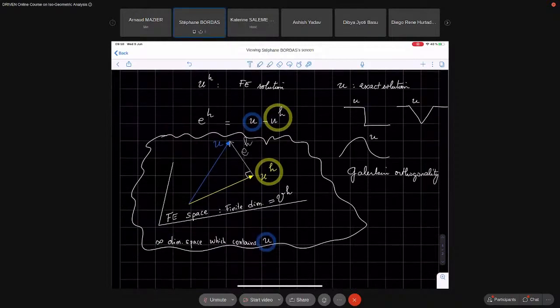Is the best possible solution to the problem. Okay, so that is super important because by doing that, you can actually understand that you cannot do anything better than the finite element solution in the sense of this norm associated with the bilinear form A. Okay, so maybe that was a little bit too abstract, but I think it's nice because it gives you some sort of geometrical representation of the error.